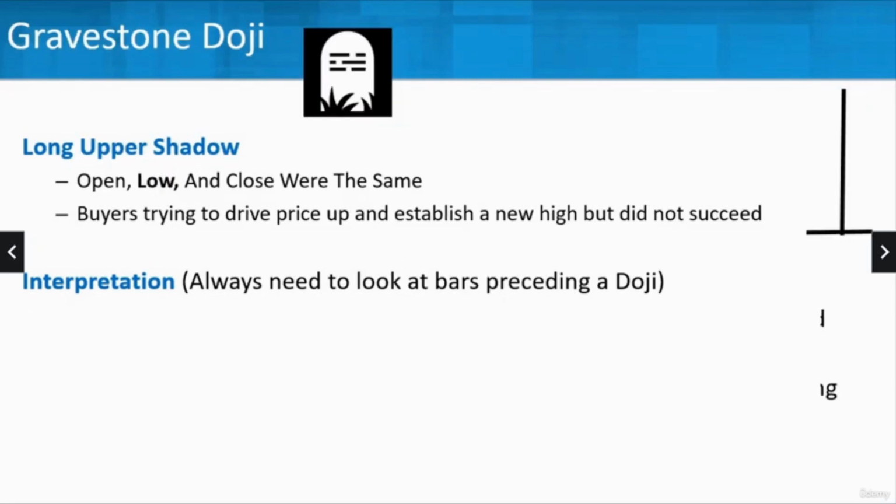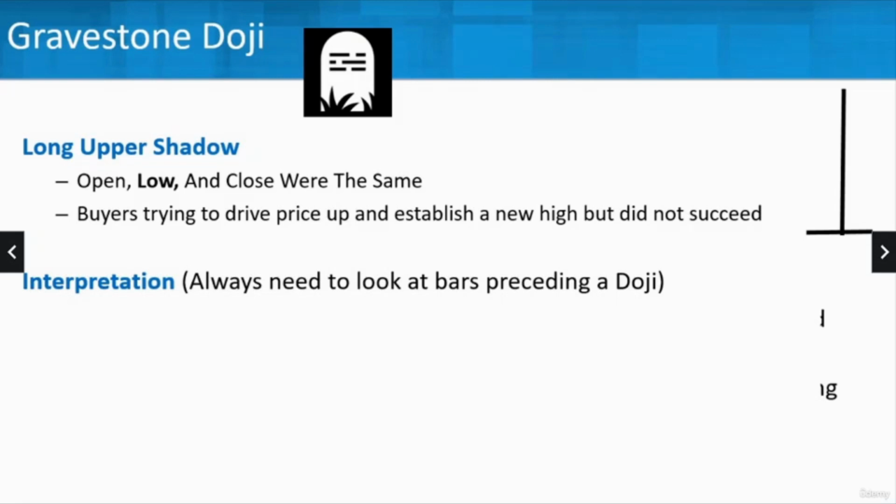If you look at that one, it's kind of the exact opposite, right? You have a long upper shadow, a long upper wick. The open and the close were the same or approximately the same. Again, that's the whole concept of a doji. If you had a thick real body, then it's not a doji. But this one is, because the open and close are the same. No real bottom shadow. It's all upper shadow.